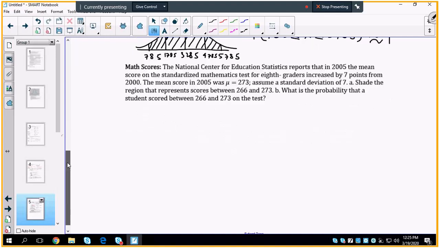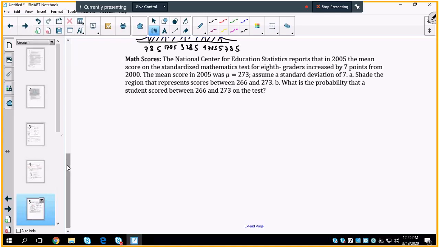Let's change all these arguments to a real life problem. Math scores. The National Center for Education Statistics reports that in 2005, the mean score on the standardized mathematics test for 8th graders increased by 7 points from 2000. The mean score, mu, is 273, standard deviation is 7. First question is, shade the region that represents a score between 266 and 273.